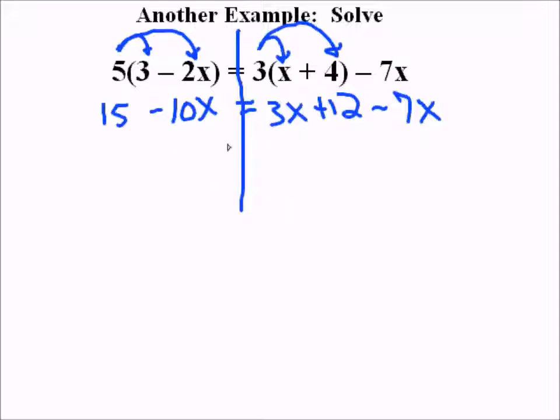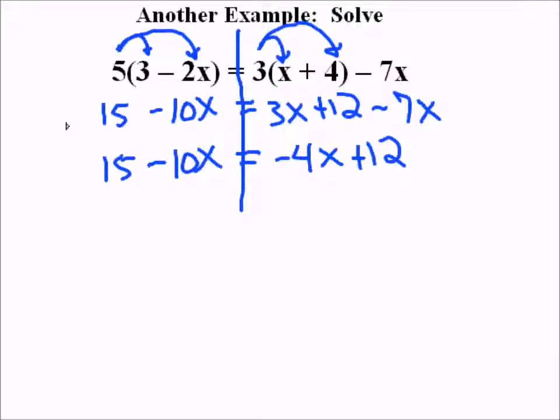Okay, I still need to simplify the left and right hand sides if possible. Left-hand side, I cannot combine those because one has an x, the other one does not. On the right-hand side, I have a 3x and a negative 7x. I can combine those to give me 3x minus 7x. 3 minus 7 is negative 4x's plus 12. Left-hand side, I have 15 minus 10x. And I can't combine anything on the left-hand side again.